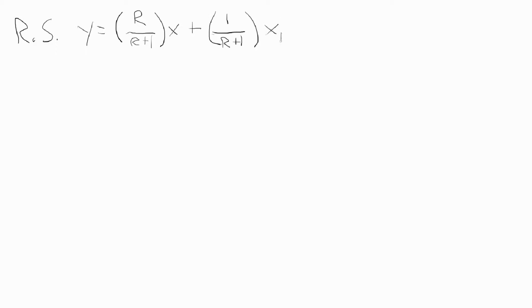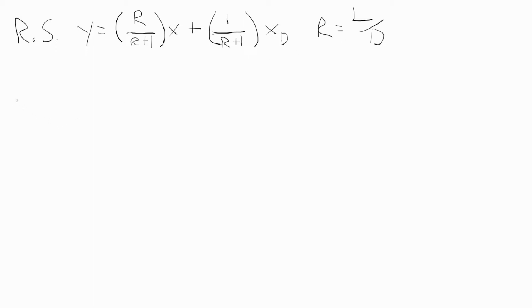Last week, we derived the operating lines for the two sections of the distillation column. Those sections are the rectifying section, where R is the reflux ratio, given as the liquid flow rate in the rectifying section over the distillate flow rate.